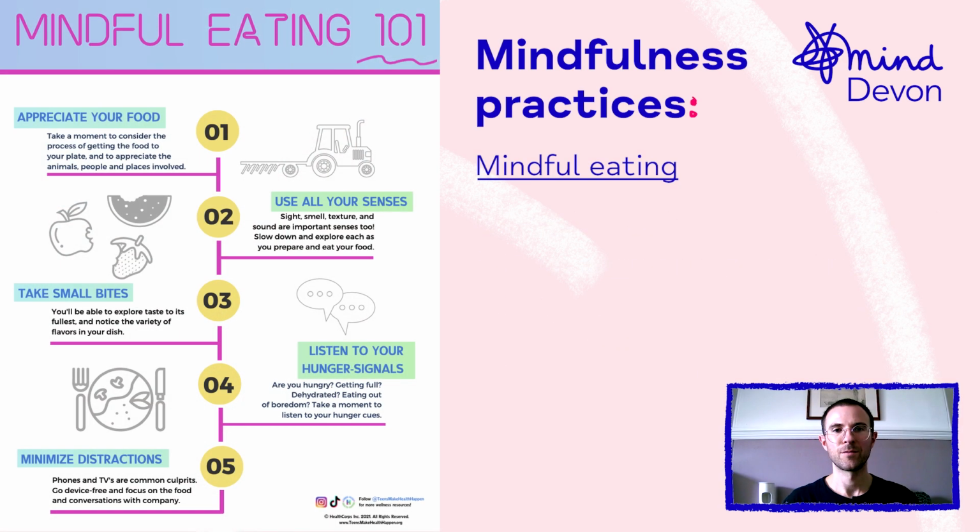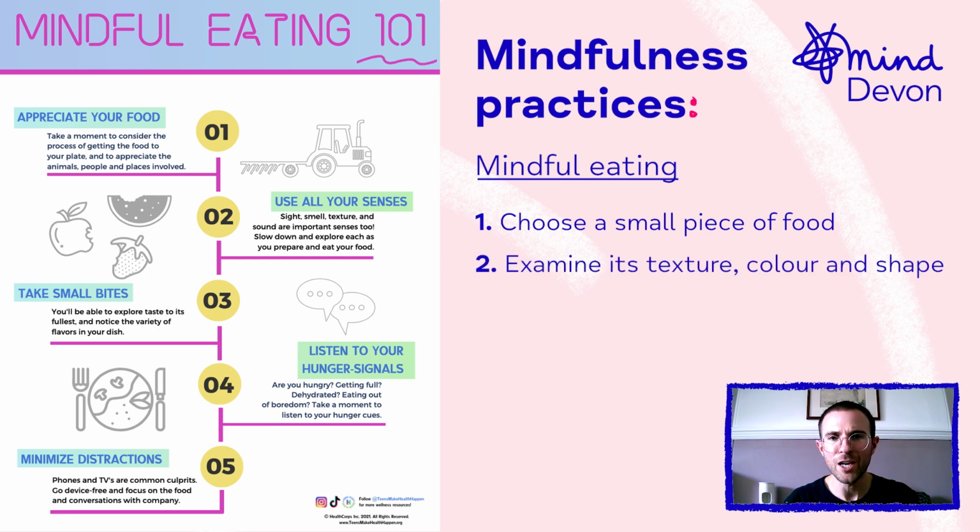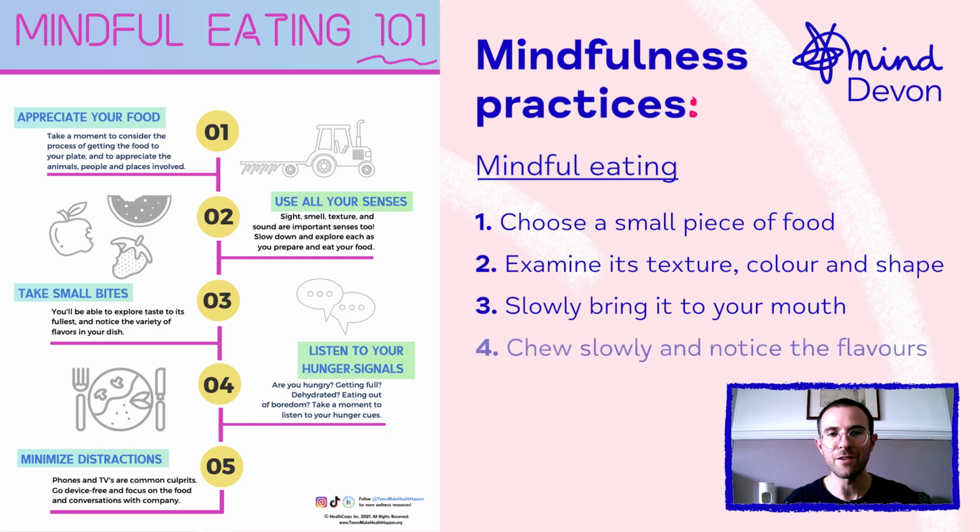Mindful eating. Choose a small piece of food, like a raisin or a slice of fruit. Examine it closely, noticing its texture, colour, and shape. Slowly bring it to your mouth, taking note of any smells. Chew slowly and savour the taste, paying attention to the texture and flavours as you eat.